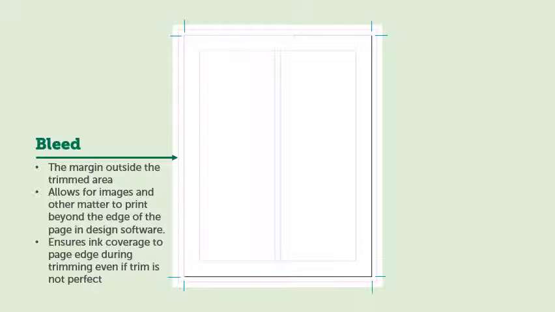And anytime you're doing a document, whether it's a multi-page document or just a single-page poster, if you have ink coverage from edge to edge, you always want to set a bleed and print on a larger piece of paper and trim it down to your final size.